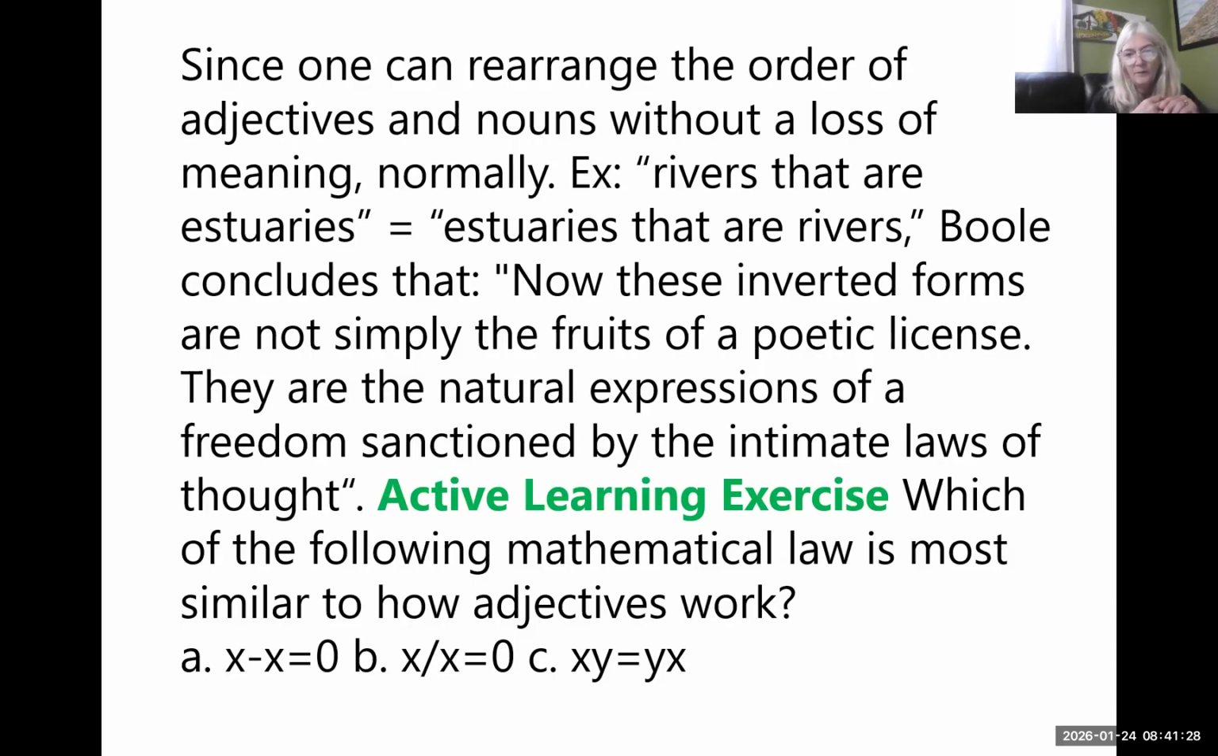So which of the following mathematical laws is most similar to how adjectives work? A, x minus x equals 0. B, x divided by x equals 0. Or C, xy equals yx.